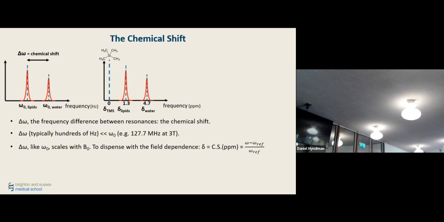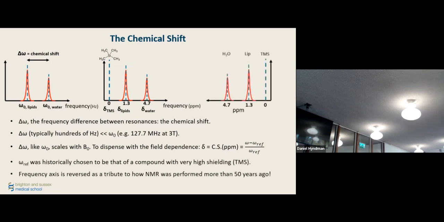And if we express everything as a relative distance from this resonance frequency, the resonance of the lipids is about 1.3 ppm away from the TMS, and the water is about 4.7 ppm. Just to make things a little bit funkier, the axis is also reversed. And the question is, why is the axis reversed?